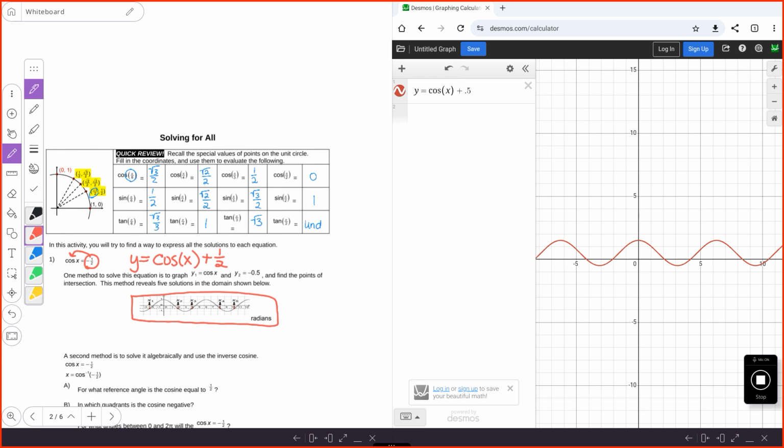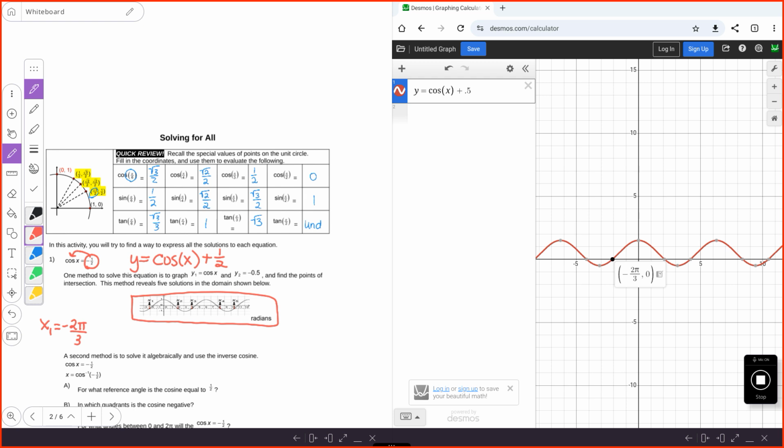Oh, nice. So I just need to identify x1, which is the first dot to the left of the y-axis. That's the first one that I want, this value right here. When you click on that, it gives me the x value of -2 pi over 3. So x1 is -2 pi over 3. Is everybody okay? Y'all following so far? Got it on your Desmos and everything?